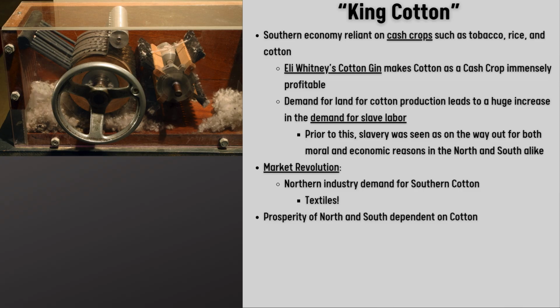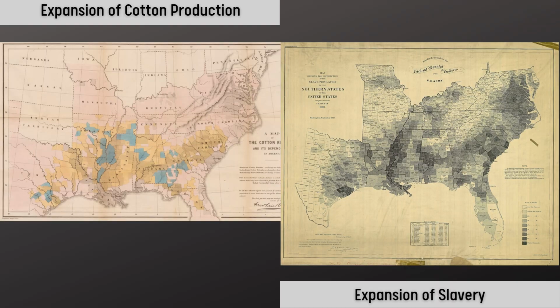This economic interdependence meant that the prosperity of both regions was deeply tied to cotton production. As we move forward, we'll explore how the expansion of cotton production and slavery influenced regional tensions and led to major compromises in American history.